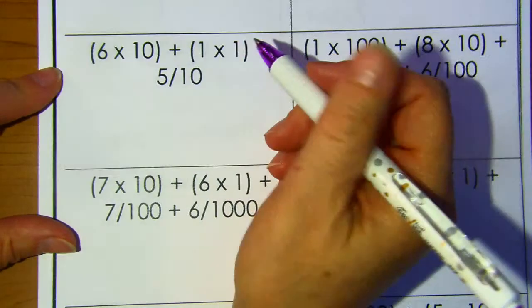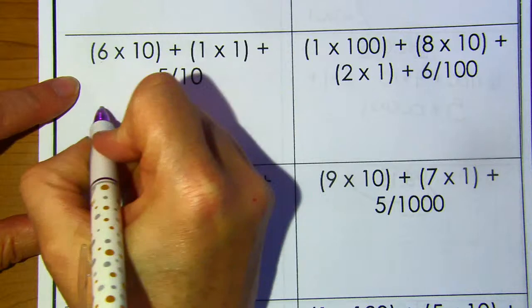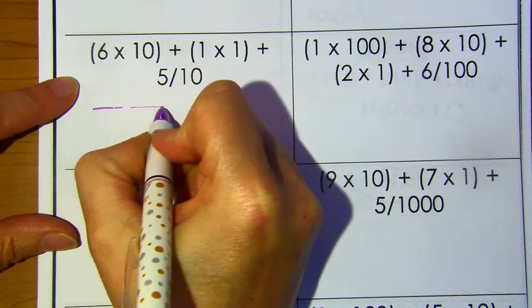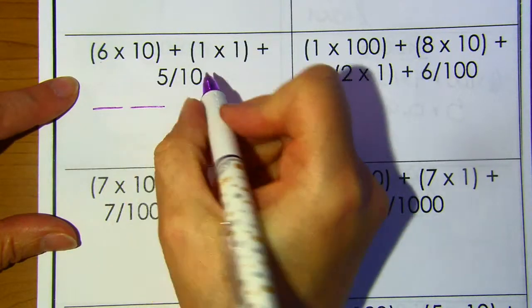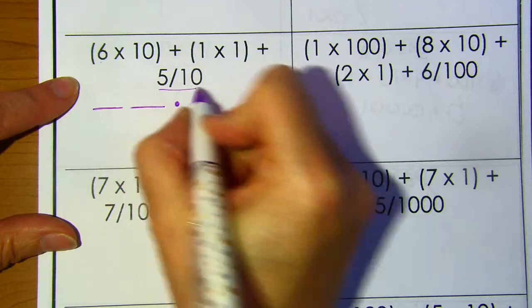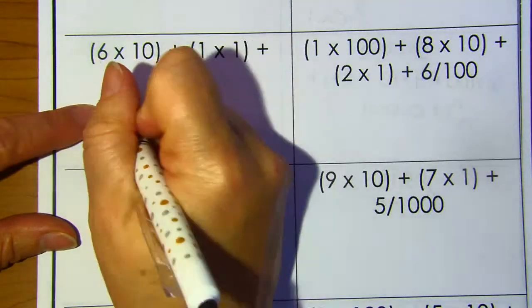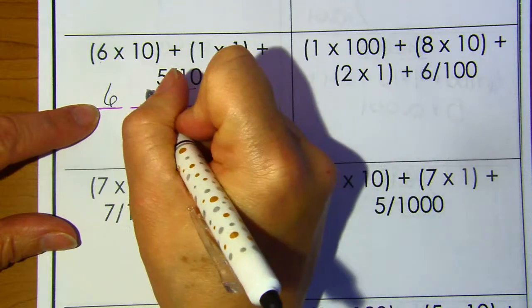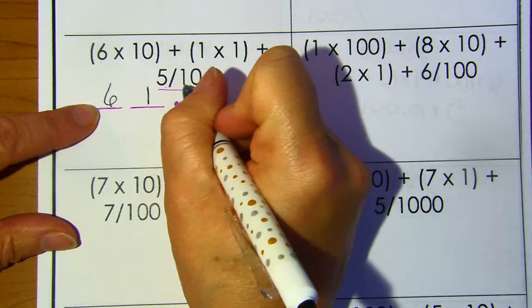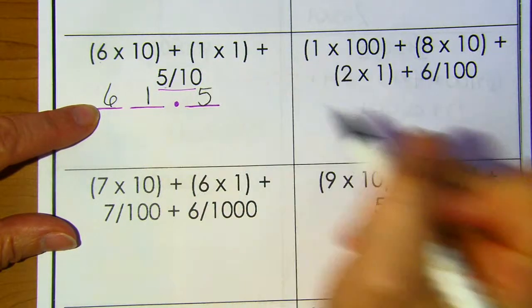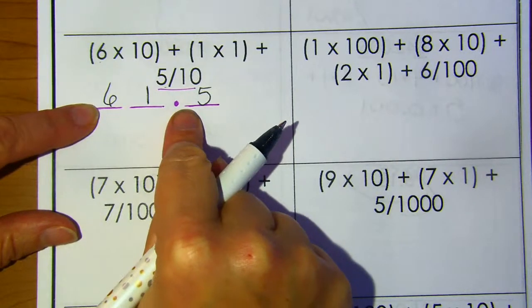Going down to this next one, I have a 6 in the tens place. So I know I'm going to have 2 digits here, ones and a tens. And then my decimal point, and then here I have a tenths place. So 6 in the tens, 1 in the ones, and 5 in the tenths. My number: 61 and 5/10.